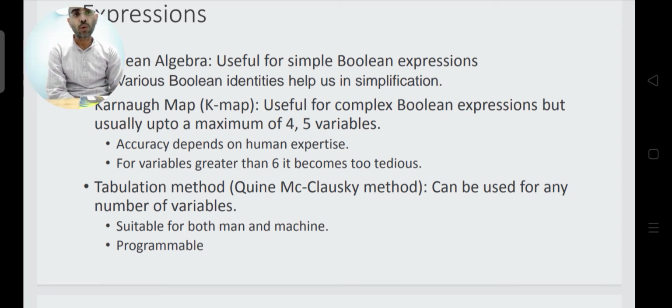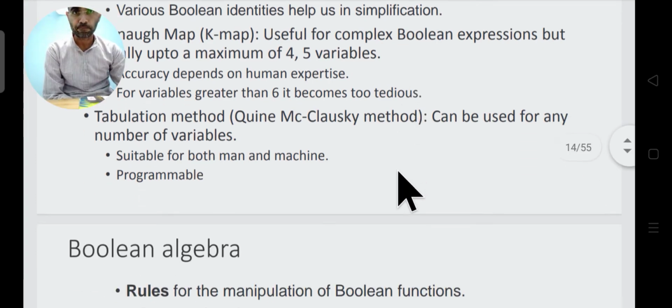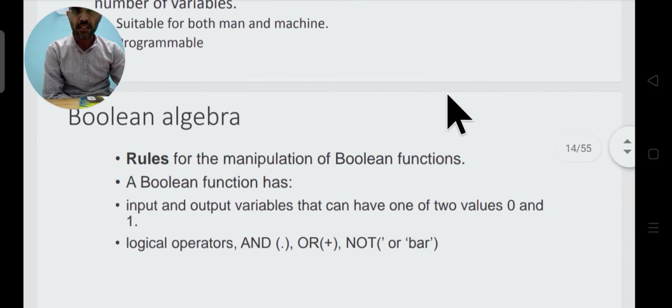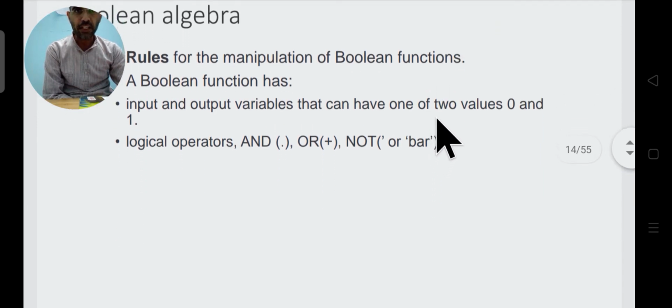For a small number of variables also, you can implement it, but it will become tedious. So Quine-McCluskey is more suitable for problems which have 5, 4 or more variables. We'll learn each of these methods. First we'll see the procedure in detail, and then we will understand the things with the help of examples. So let's start with Boolean algebra. These are the simple identities of Boolean algebra.